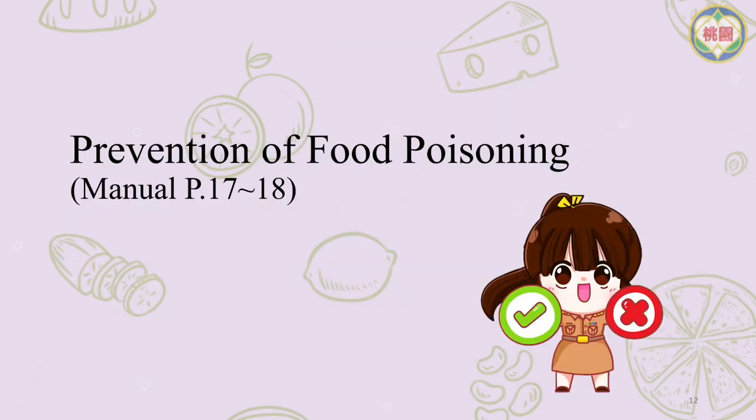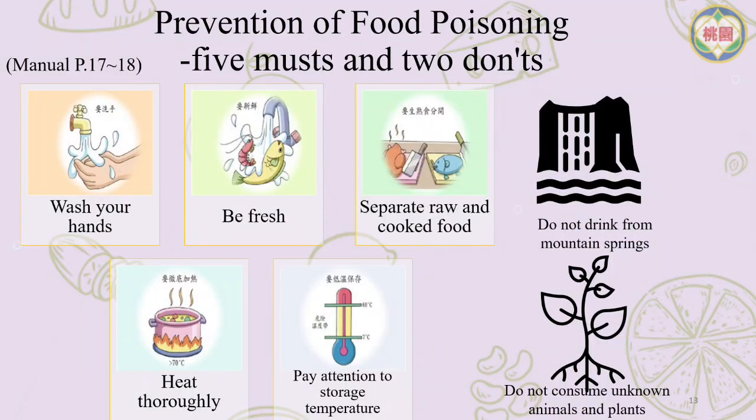Moving on to the prevention of food poisoning. To prevent food poisoning from happening, the principle of 5 do's and 2 don'ts should be kept in mind. The 5 do's are: wash your hands, make sure to clean both hands and bandage all wounds.